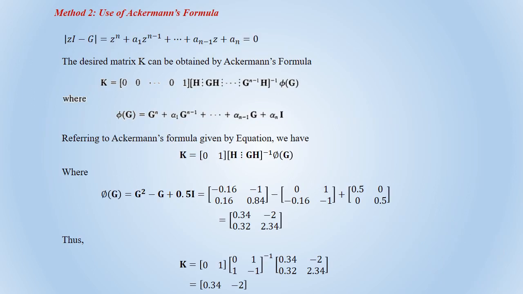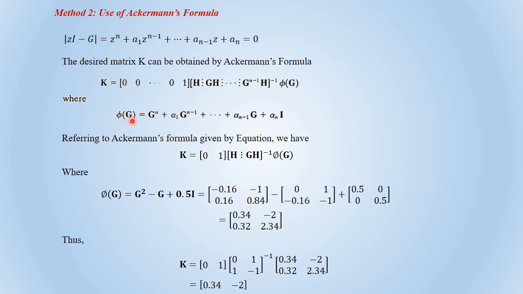Next method is the direct formula that is derived by Ackermann, and this is known as Ackermann's formula. So the desired matrix K is obtained by Ackermann's formula like this. K is equal to [0 0 ... 0 1], an n by 1 matrix, times the inverse of your controllability matrix [H, GH, ..., G to the power n minus 1 H], times phi of G, where phi of G is having the standard form.